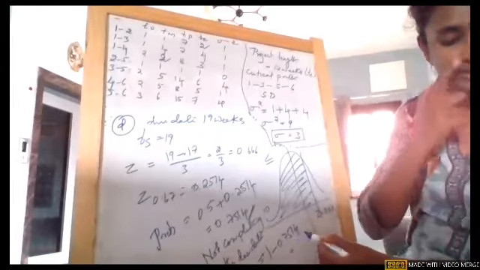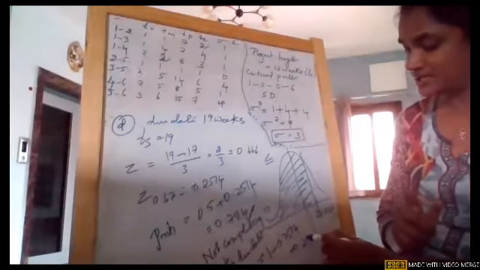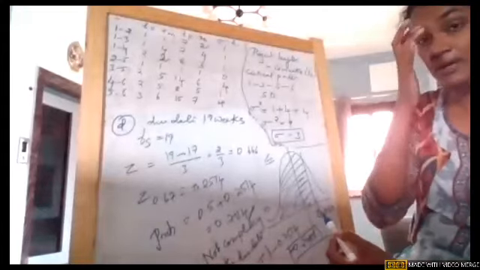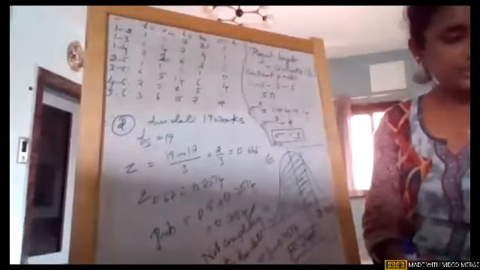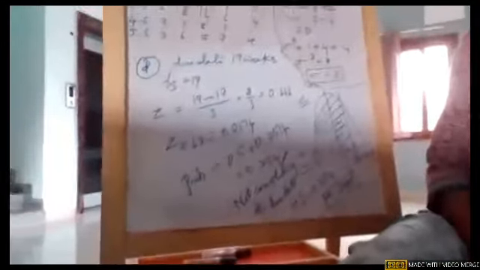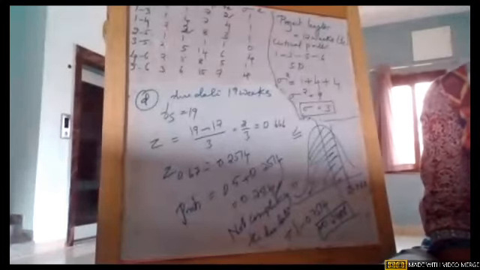Every time you are reading the question, read it carefully. So this is the probability that the project will not be completed within the due date. Okay. Am I clear? This is the probability that the project will not be completed within the due date. So this is what they are asking.